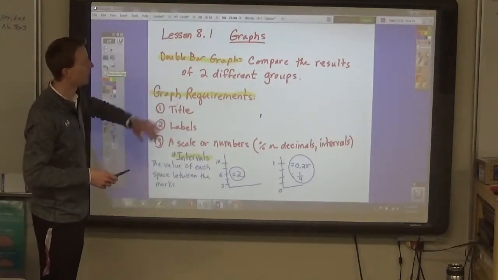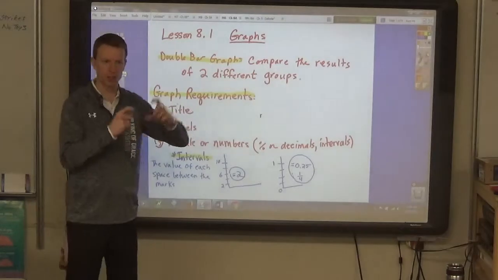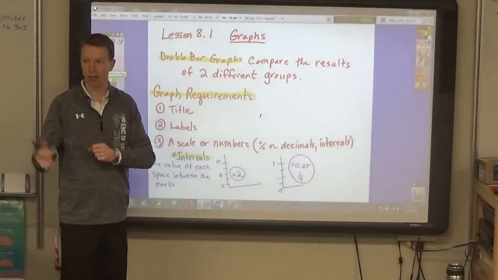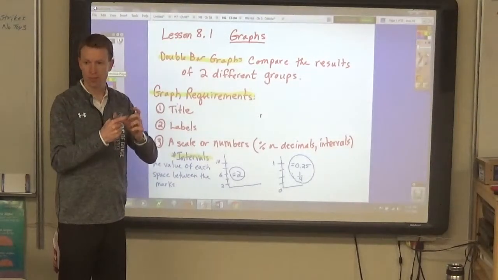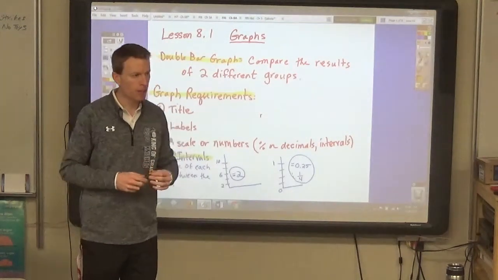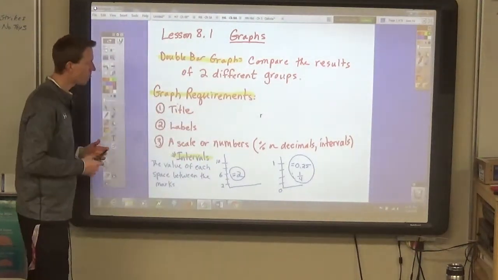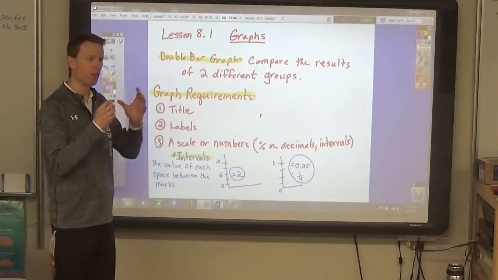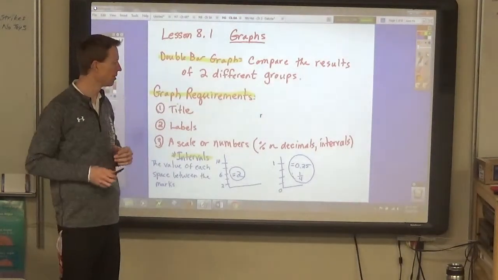A double bar graph compares 2 different groups within a category. Boys and girls, for example, when we were surveying the population for voting, and we wanted to keep track of both the total and for boys and girls.